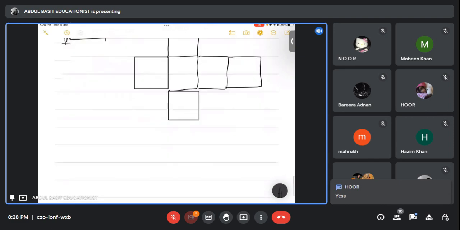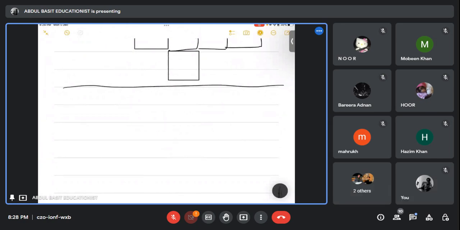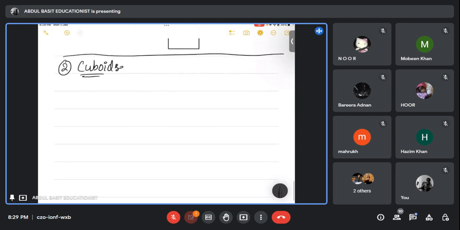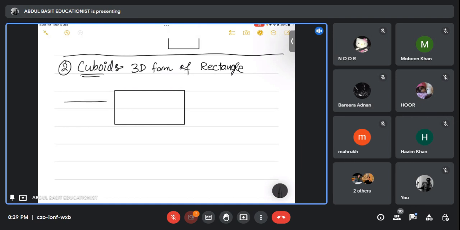Now we are proceeding towards the second shape, and that is known as the cuboid. A cuboid is the 3D form of a rectangle. Please pay attention. So, the 3D form of a rectangle. For example, let me make the cuboid in a very quick way so that we can proceed further. You can see that I tried to make a cuboid right in front of you.